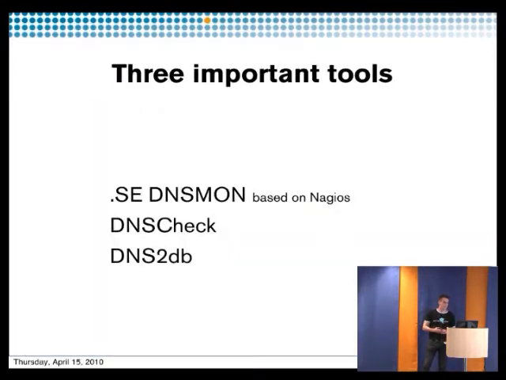And we have 3 important tools when we control the DNS and DNSSEC infrastructure. These are our own developed DNSMON, which is basically a very nice user interface and some extra features based upon the Nagios backend. We also have my baby, DNSCheck, which is a delegation checking tool. I will speak about it more later. And we also have DNS2db, which is a packet dumping and packet analyzing tool. I also speak more about that.